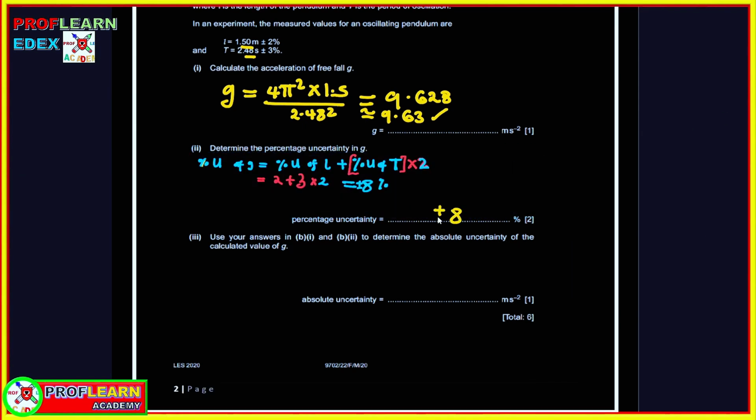Now, once you have the percentage uncertainty of g, the range of values within which g will lie is plus or minus 8%. But if you want to work out absolute uncertainty, you take the percentage uncertainty, 8 over 100, times the value of g that we had obtained, and that would be plus or minus 0.77.